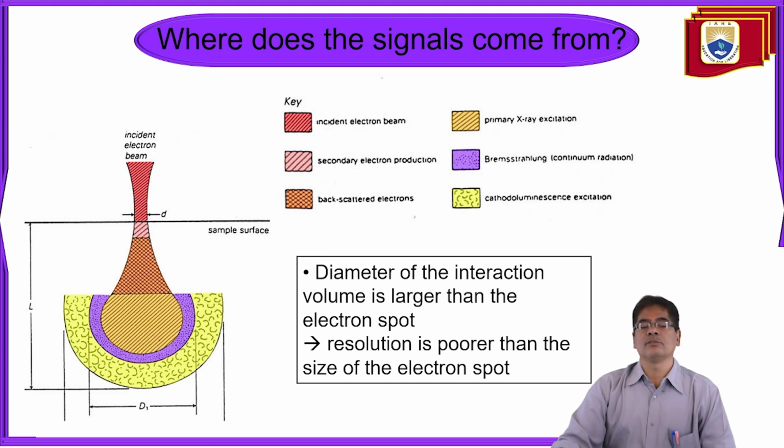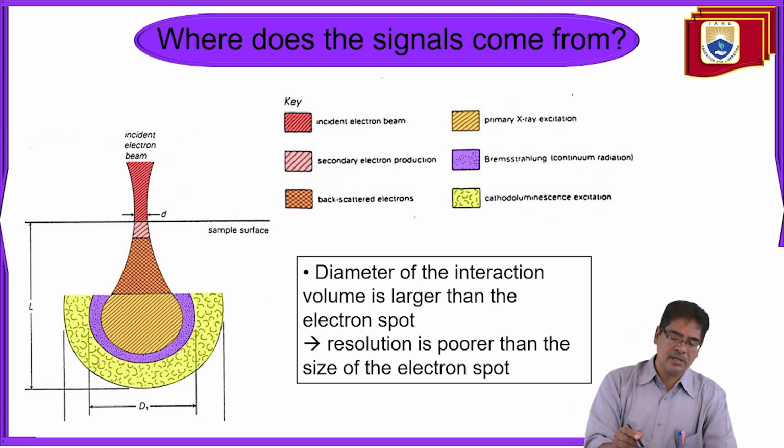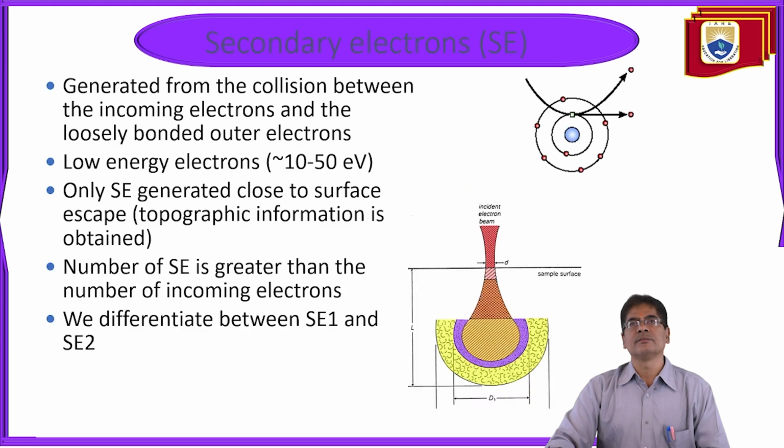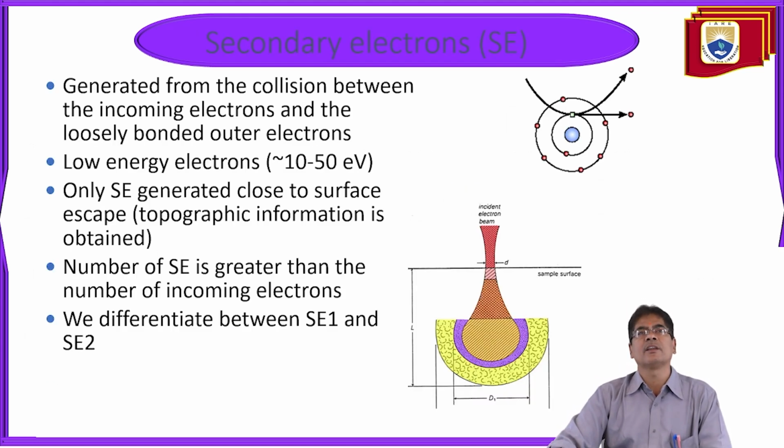So primary X-ray. Here we can see the primary X-ray excitation. This is the incident electron beam, the scattered electron beam, Bremsstrahlung continuum, and cathodoluminescence excitations. Secondary electrons are generated from the collision between the incoming electrons and the loosely bound outer electrons. These are low energy electrons, approximately 10 to 50 electron volts, and only those generated close to the surface escape, so the secondary electron signal is obtained.